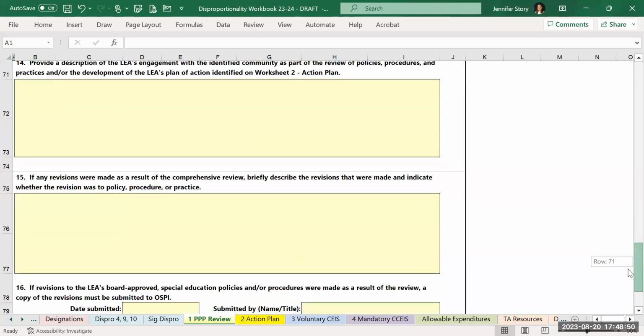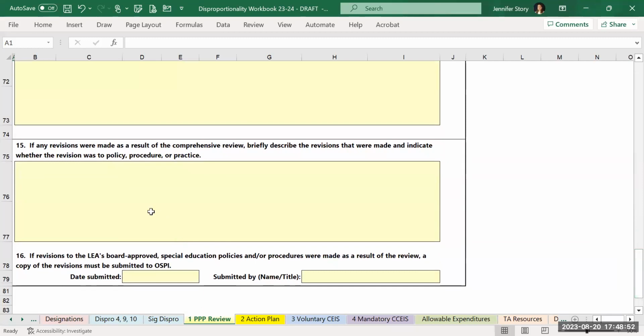And then remember that questions 15 and 16 only have to be completed if you said yes to the 3rd question in any of the sections. Did you make a revision to your policies, procedures, and practices as a result of this review? If you say yes, then you need to explain here, briefly describe what the revisions were.